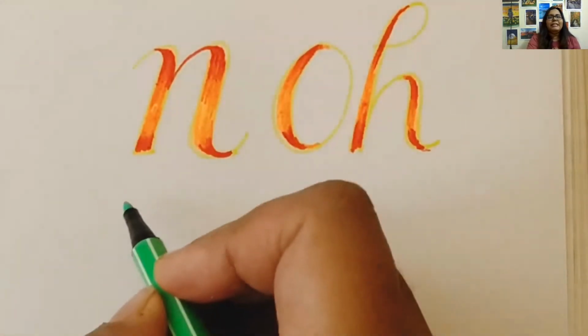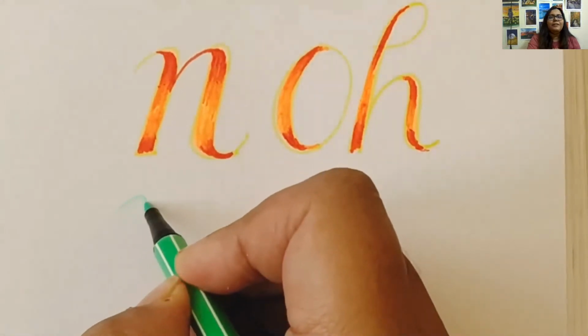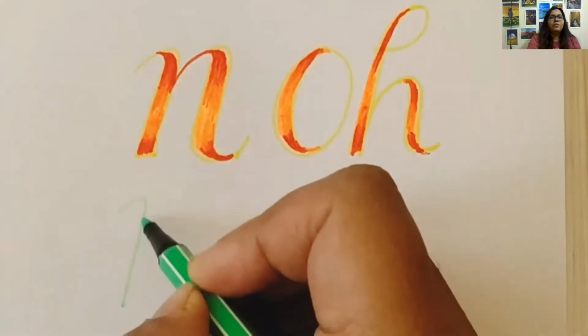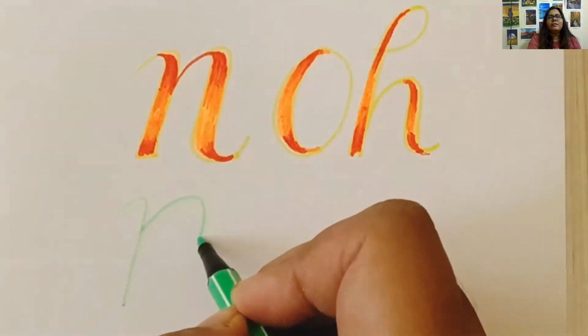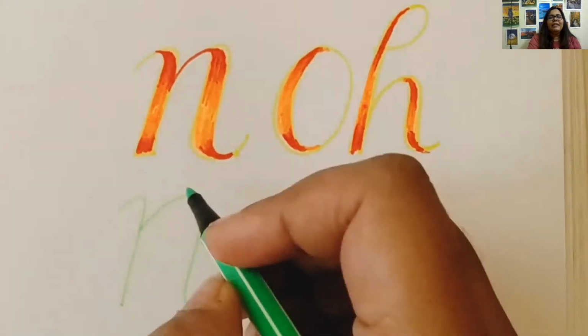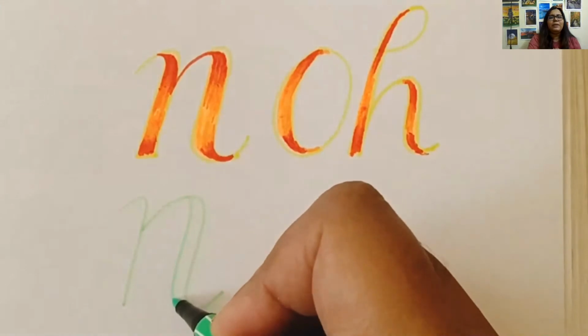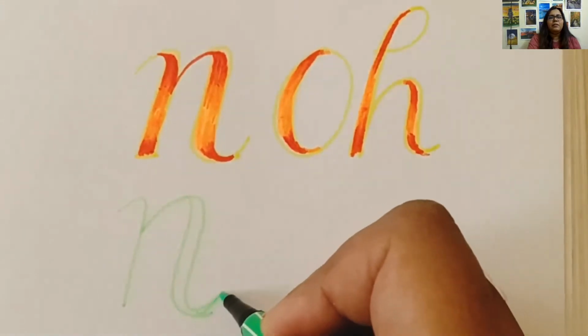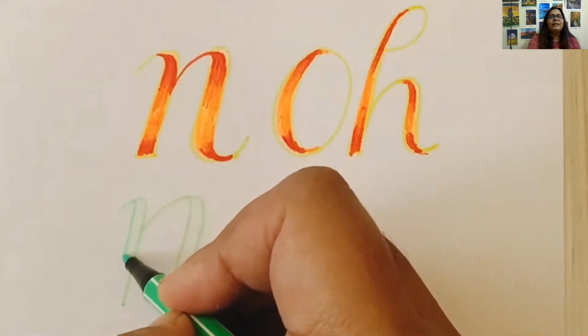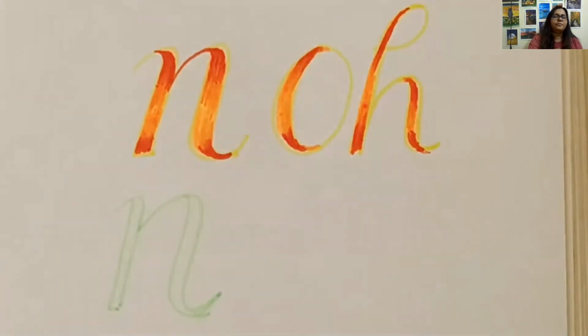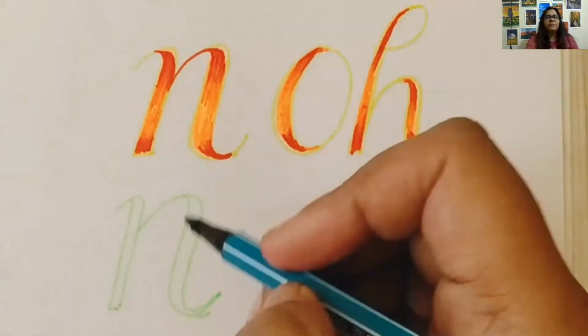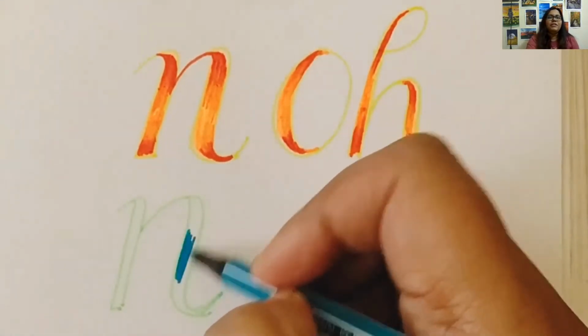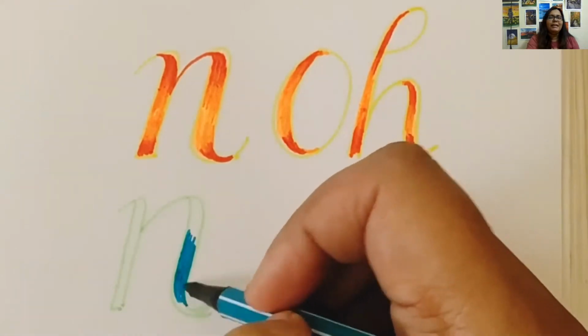Okay, so first, taking the light green color, I have written the N. Same thing. I will first draw the areas where it has to be darkened. Wherever I have to darken it, I will first draw that. Then using my dark green, I will fill that portion up.